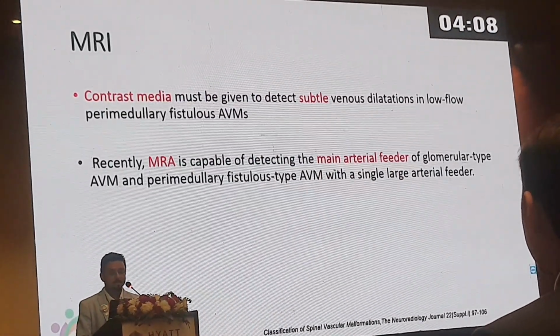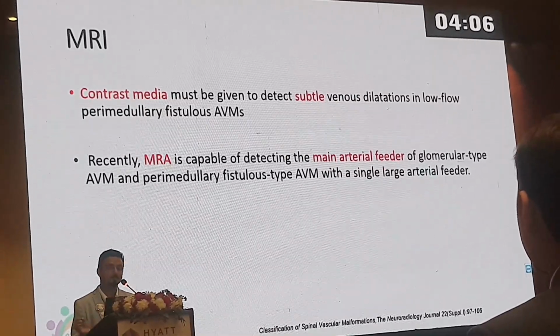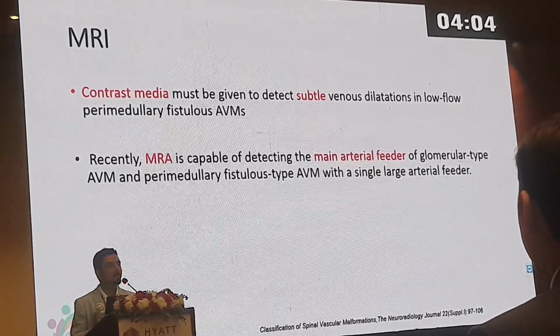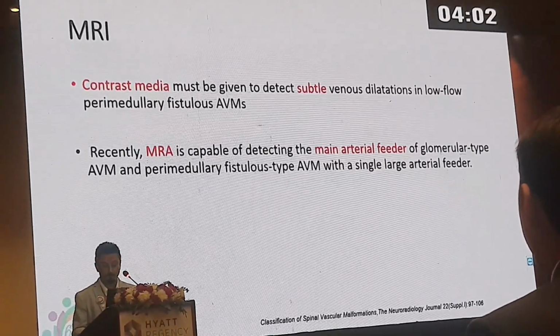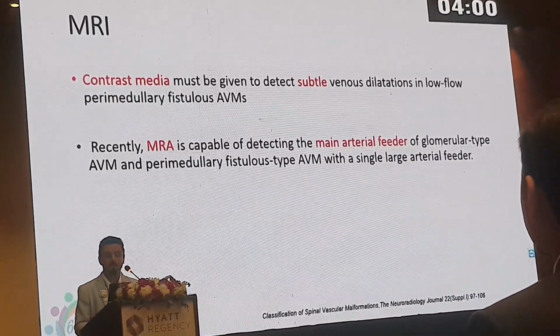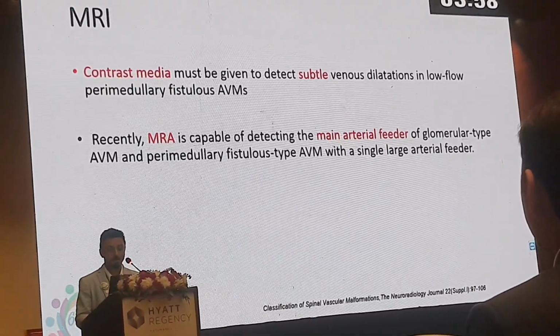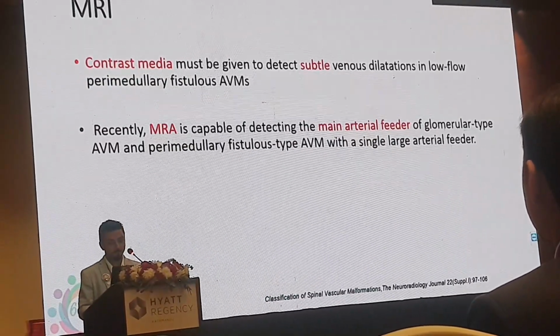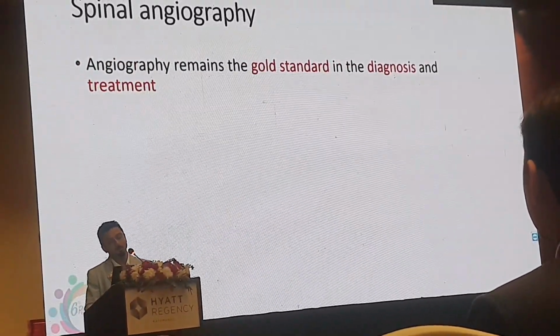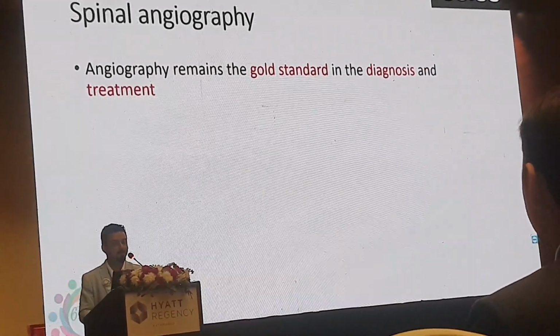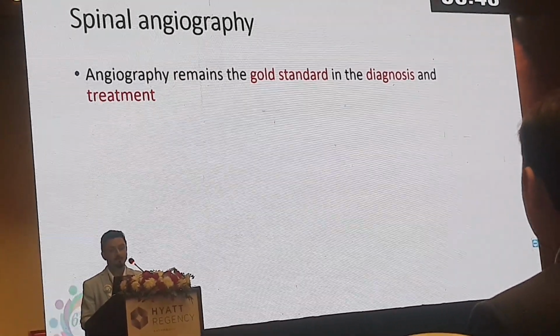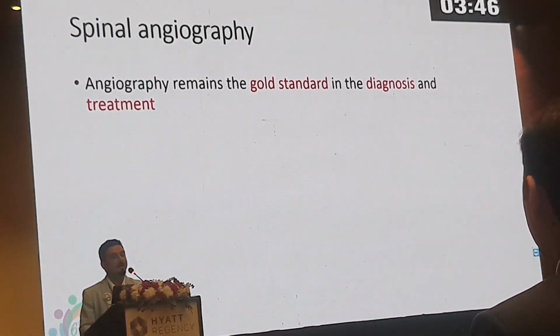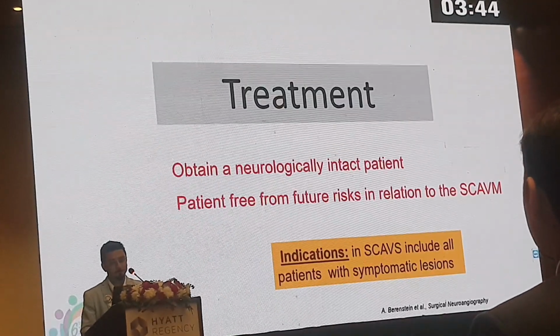Contrast is helpful, used in subtle dilatations. MRA gives a good picture of the venous side, but it doesn't show the arterial features. But the gold standard remains spinal angiography for diagnosis and treatment planning.